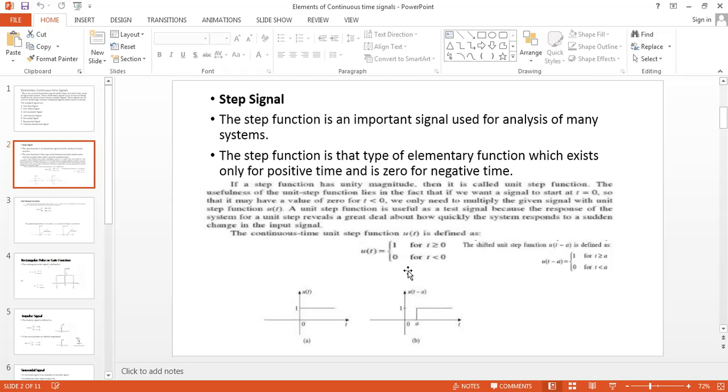Then the shifted unit step function u of t minus a is defined as 1 for t greater than a, and 0 if t is less than a.